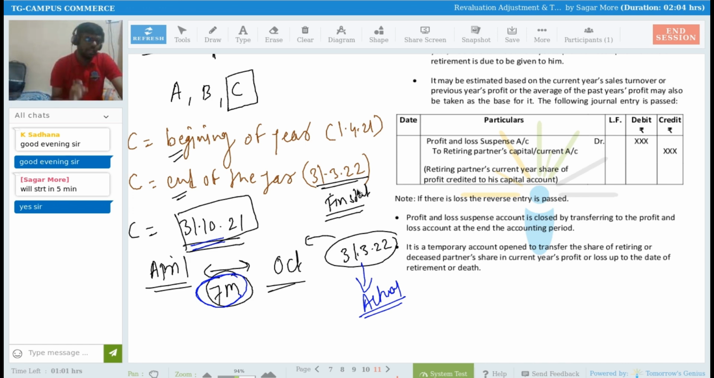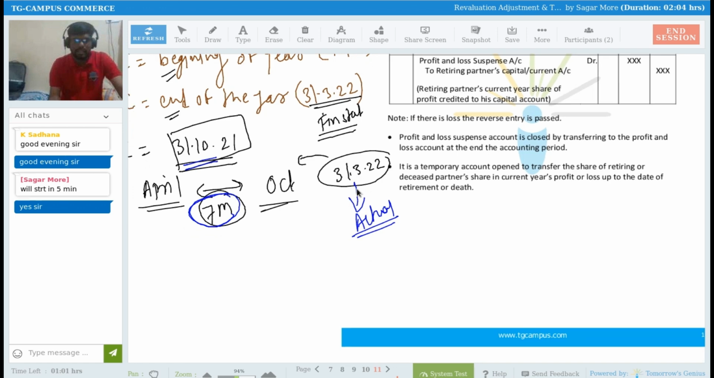So for that, there is a way of calculating estimated profit, and that is nothing but you can consider last year's profit as the current year's profit. What will you be assuming? The profit that we earned in the previous year will be the same in the current year, right? They will be assuming like this.